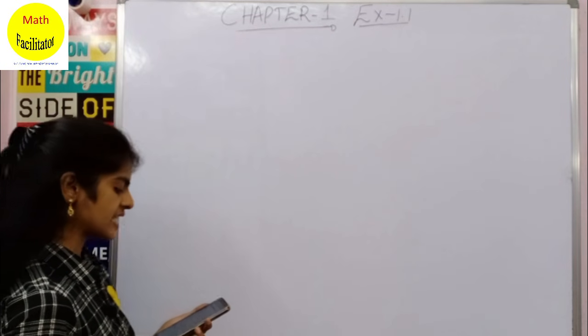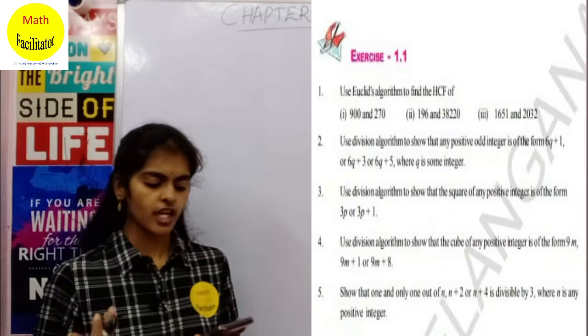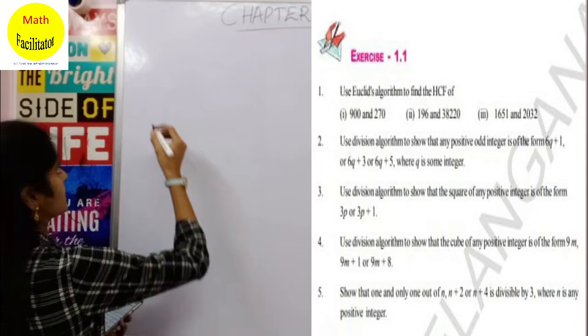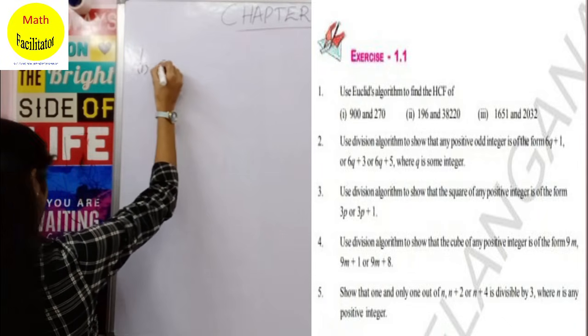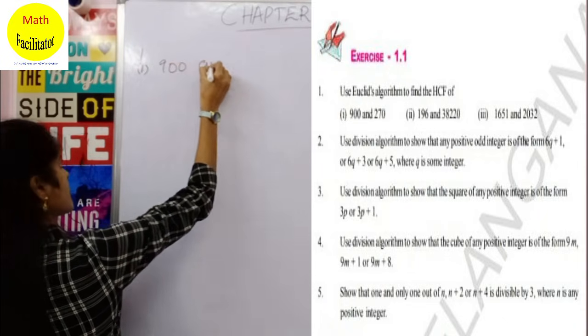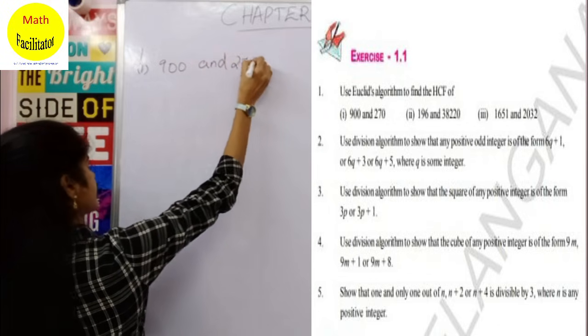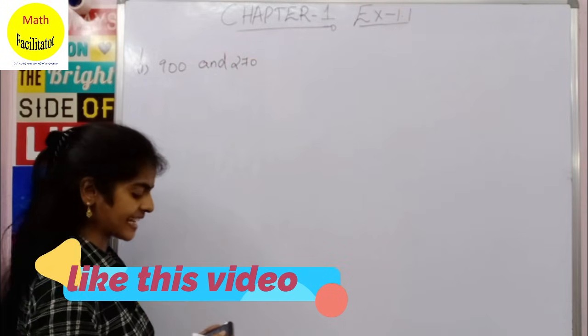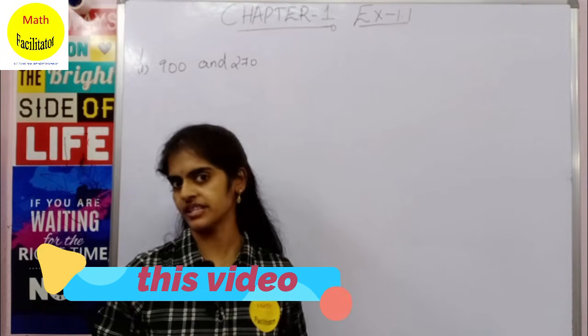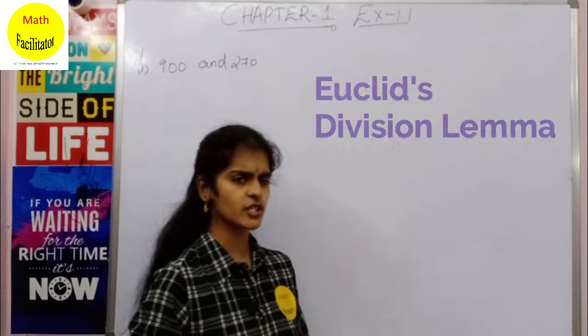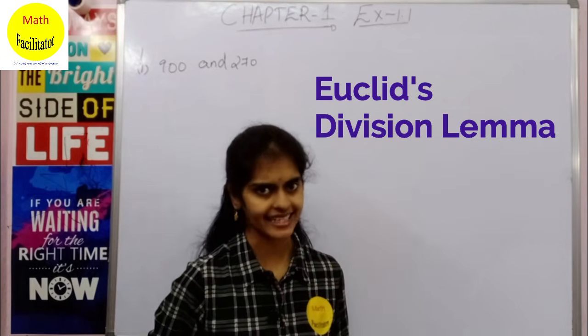The first question is, use Euclid's algorithm to find the HCF of the following numbers. The first question is 900 and 270. Using Euclid's division algorithm, you have to find the HCF of these numbers. Firstly, let us quickly revise what Euclid's division algorithm is.